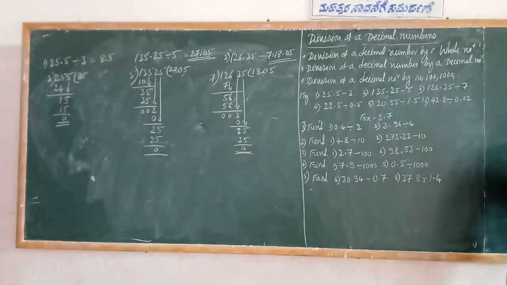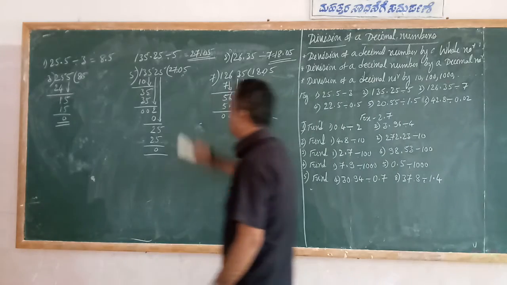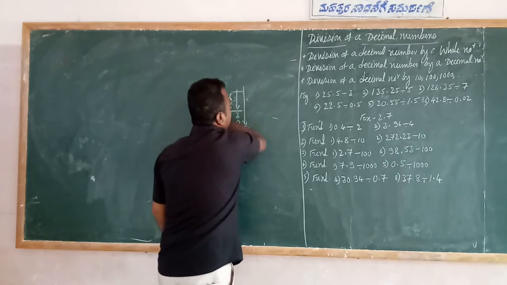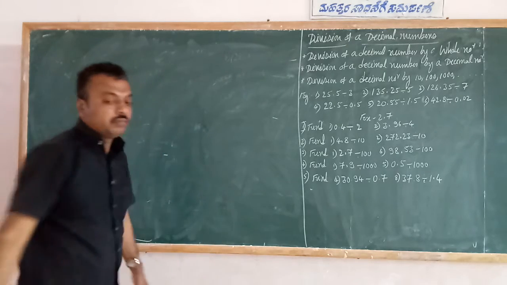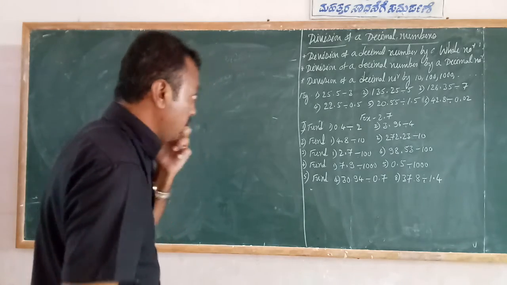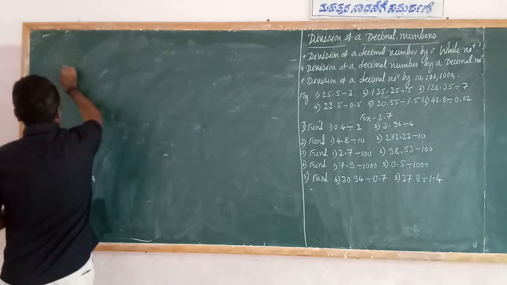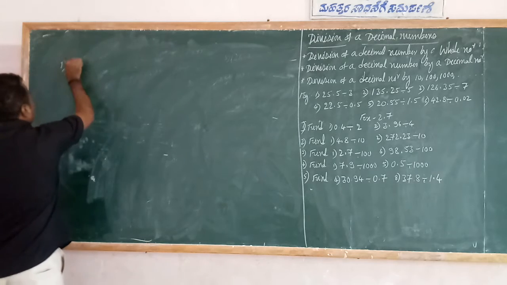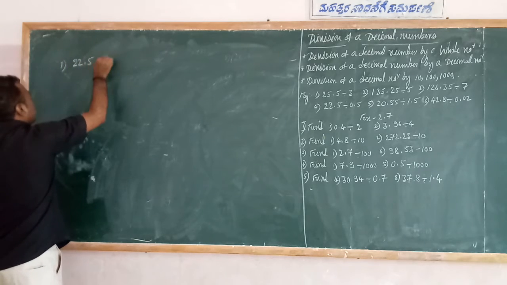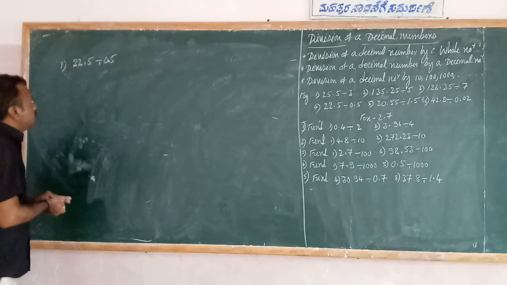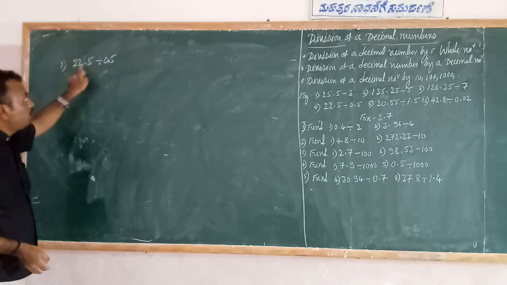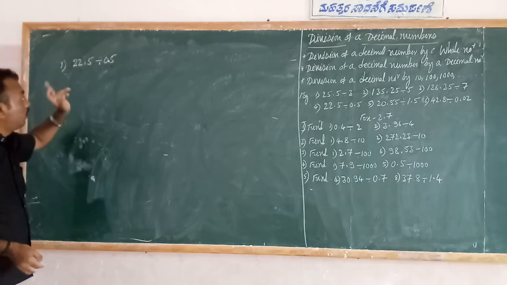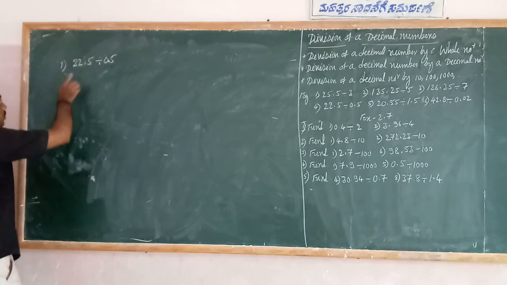Next, students, division of a decimal number by a decimal number. How to divide a decimal number by a decimal number? See, I will take one example. 22.5 divided by 0.5. Here, students, 22.5 is a decimal number and 0.5 is also a decimal number. Both are decimal numbers. How to divide a decimal number by a decimal number? It is very simple, students.